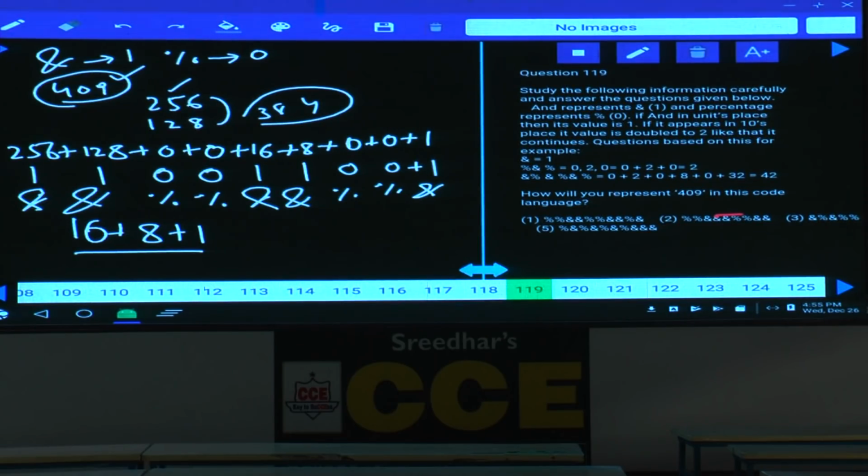Now we need to convert all the numbers into powers of 2, not multiples of 2 but powers of 2: 2 power 0, 2 power 1, 2 square, 2 cube.